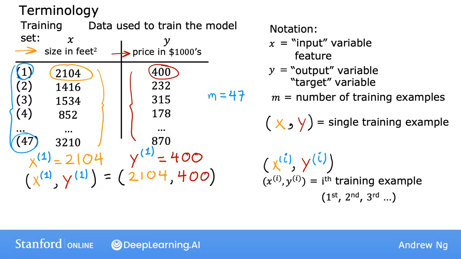Just a note, this superscript i in parentheses is not exponentiation. So when I write this, it is not x squared. This is not x to the power of 2. It just refers to the second training example. So this i is just an index in the training set and refers to row i in the table.